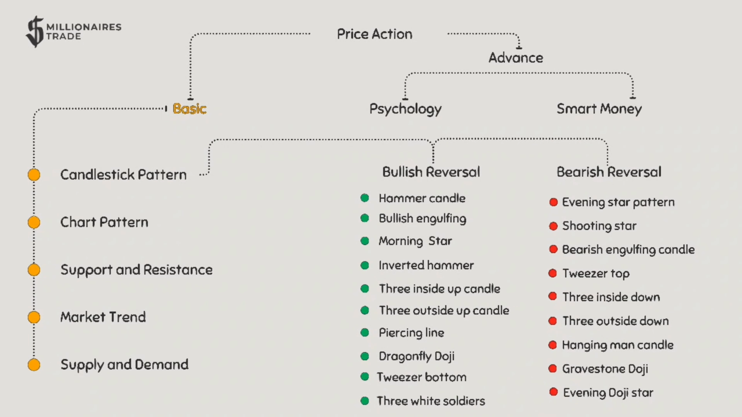According to our price action roadmap, under Candlestick we have already learned hammer, bullish engulfing, morning star and evening star, and today we are going to learn the inverted hammer and shooting star candlestick patterns. Let's first understand the shooting star pattern.